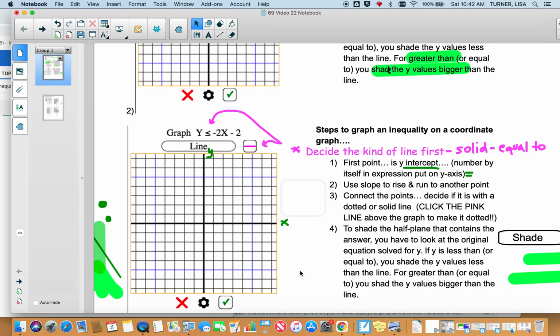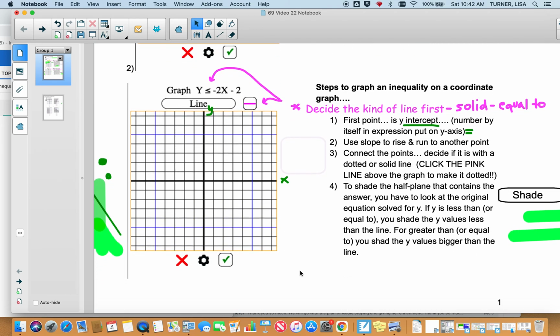Not a lot of writing, a lot of listening today and thinking about this. So here is our next inequality, linear inequality, because it's a line. And so again, write yourself a note. We decide the kind of line it is first.